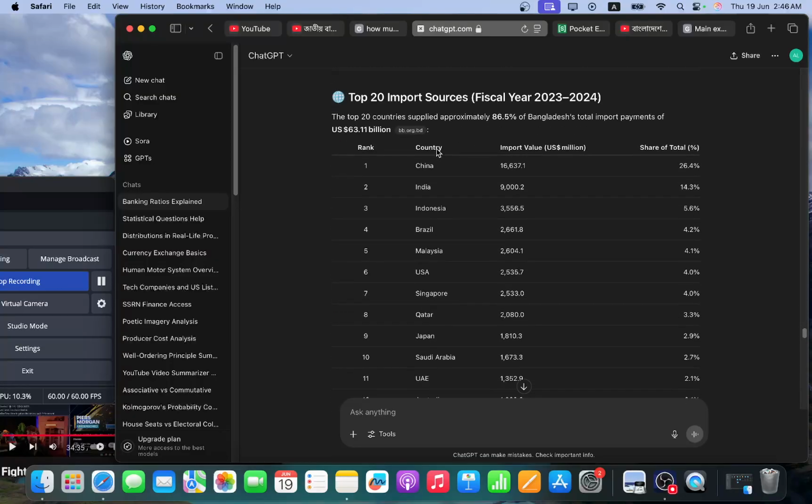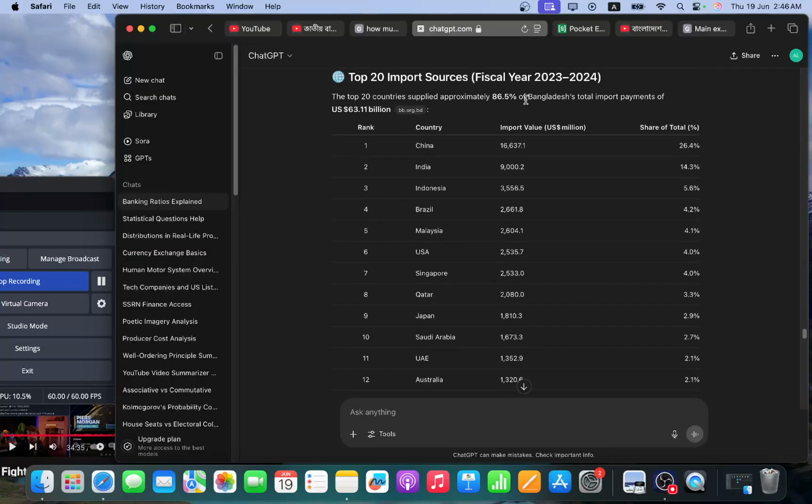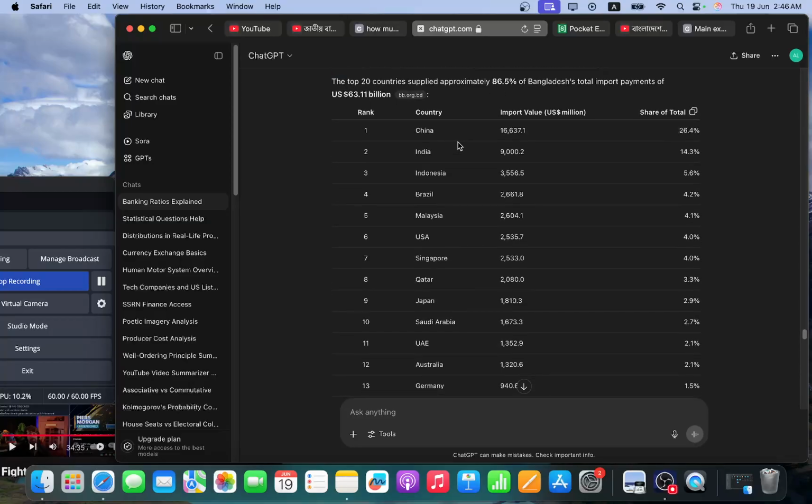Okay, top 20 import sources, fiscal year. Number one, the most important country, is 26% of our import, and then 14%. Why China and India? I think the predominant reason for that is the geographical proximity. Then there's Indonesia. I think most of the labor goes to Indonesia and Saudi Arabia.